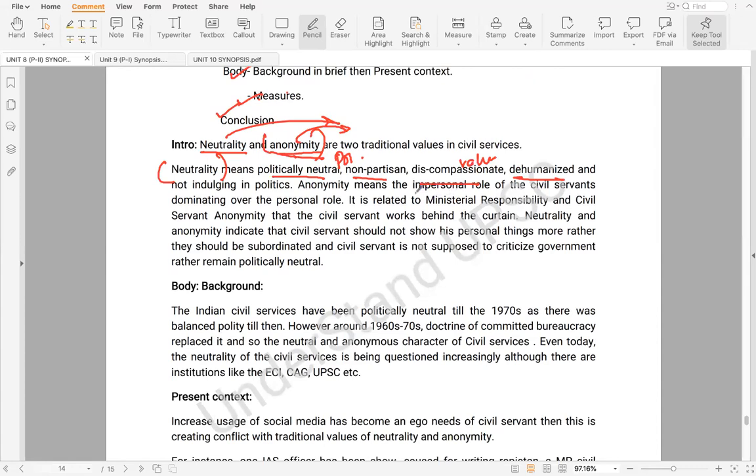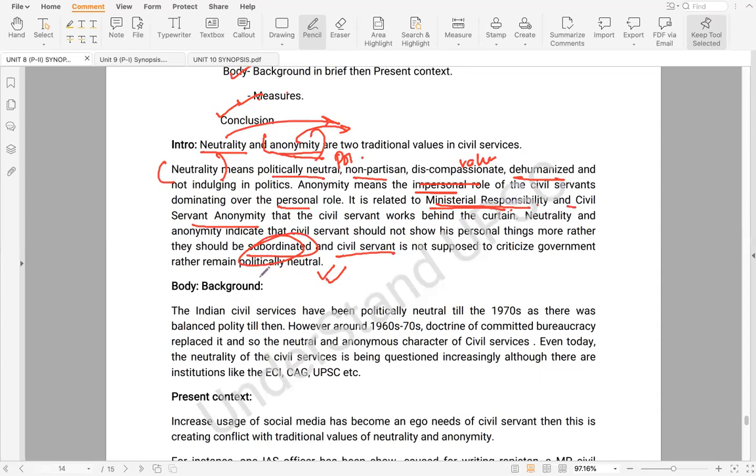Anonymity means the impersonal role of the civil servants dominating over the personal role. It is related to ministerial responsibility and civil servant anonymity, that the civil servant works behind the curtain. Why is it supposed to be so? Because there's a responsibility of the minister. Neutrality and anonymity indicate that a civil servant should not show his personal views more, rather they should be subordinated, and a civil servant is not supposed to criticize the government and should remain politically neutral.